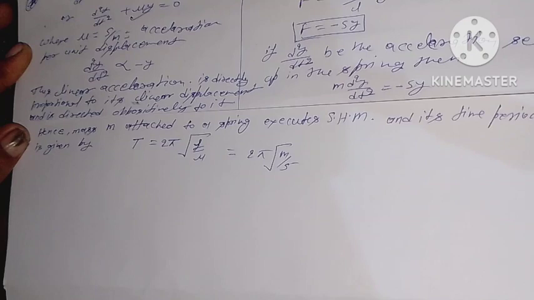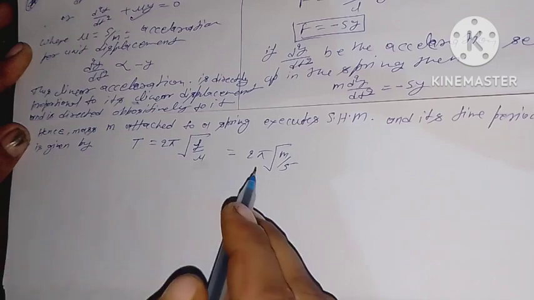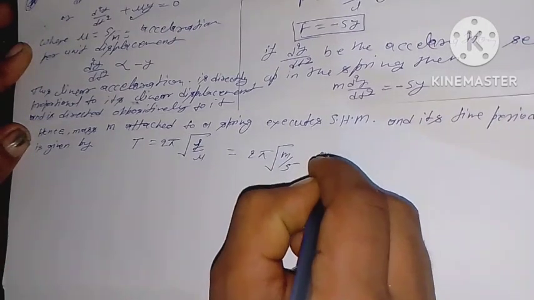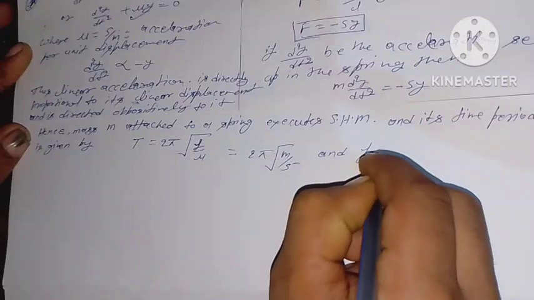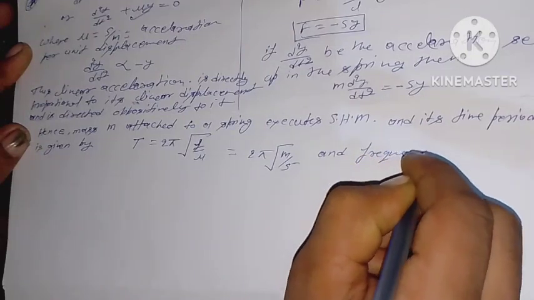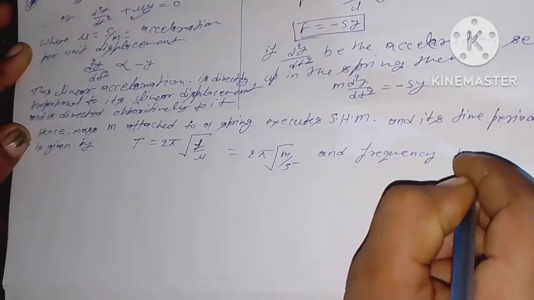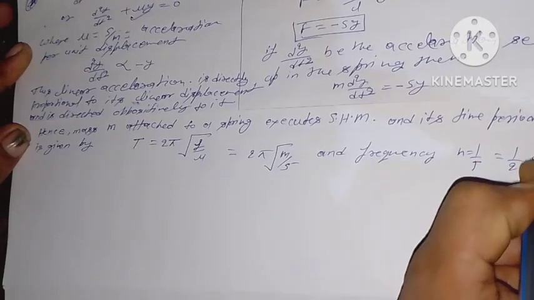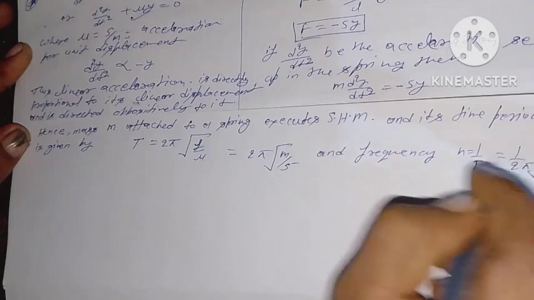Hence, mass m attached to a spring executes simple harmonic motion, and the time period is given by T equal to 2 pi under root 1 by mu, that is 2 pi under root m by s, and frequency n equal to 1 by T, that is 1 upon 2 pi under root of s by m.